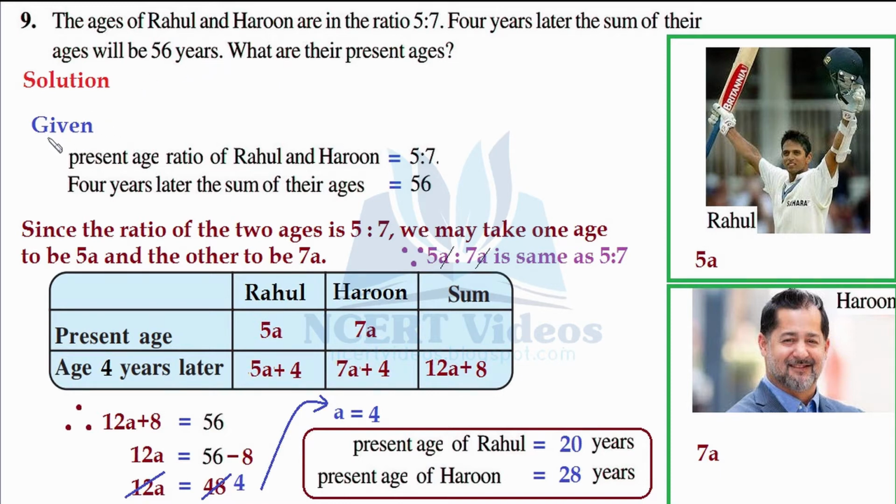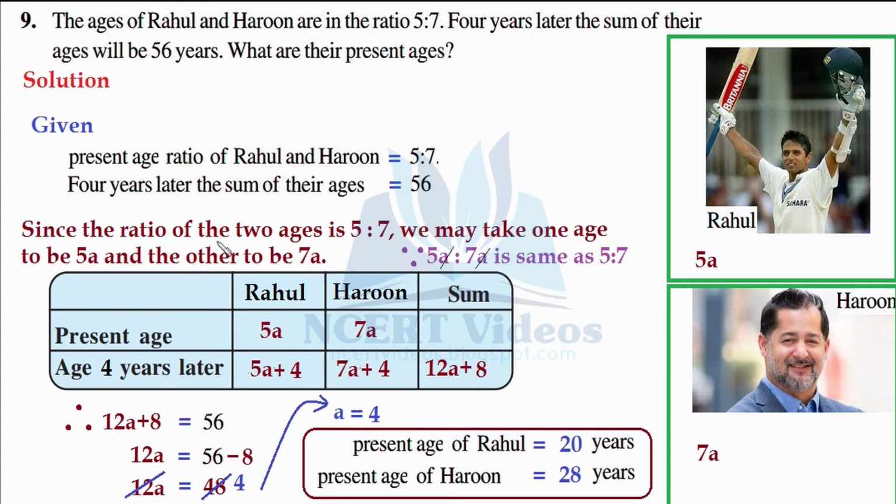First of all, as we usually do, we will write the given statements. Number 1 says the present age ratio of Rahul and Harun is 5:7. We just wrote the first statement in mathematical equation form. Another statement is: 4 years later, the sum of their ages would be 56 years. This means the current age of Rahul is 5 times A, and A is that common factor that we have to find. And Harun's present age is 7 times A. Nothing written in between a variable and a constant simply means they are getting multiplied.